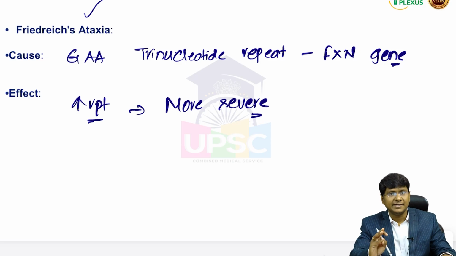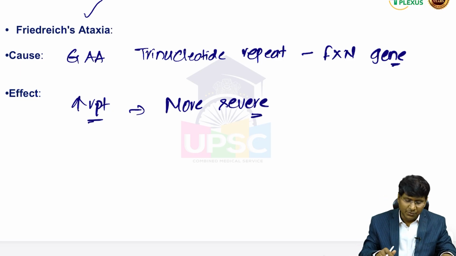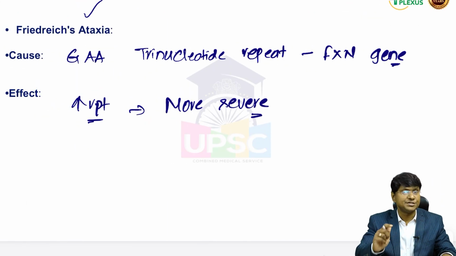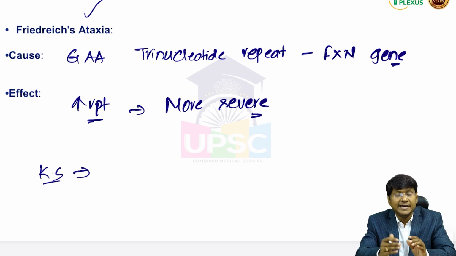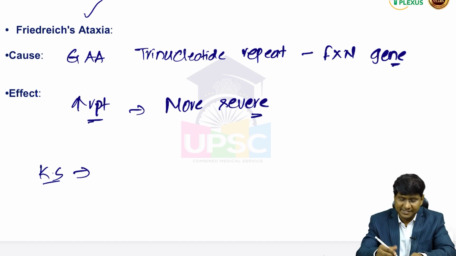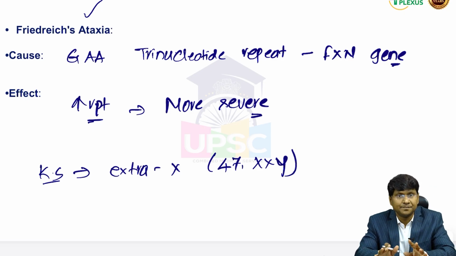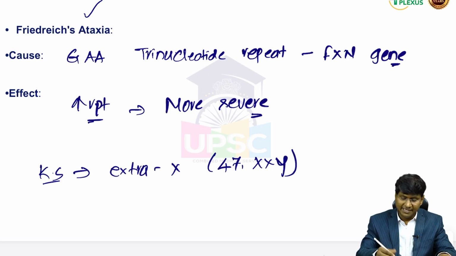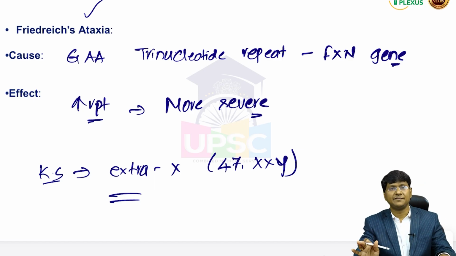So these three, Huntington's, myotonic dystrophy and Friedreich's ataxia, are mainly because of the repeats. Whereas Klinefelter syndrome was another option for us. Klinefelter syndrome is not due to a trinucleotide repeat. It's a chromosomal disorder characterized by the presence of an extra X chromosome, where you have 47 XXY. This condition is not caused by DNA repeat expansion, but is a numerical chromosomal anomaly.